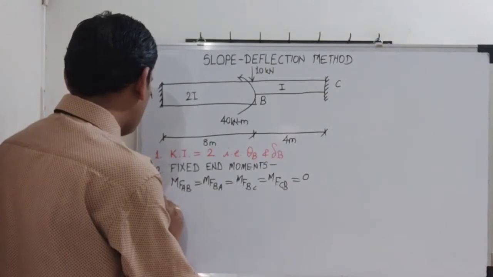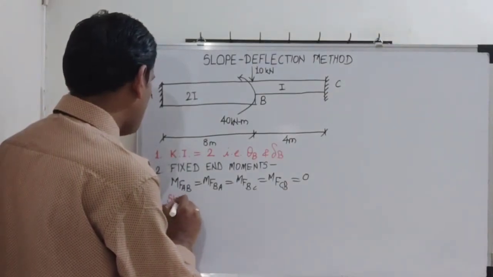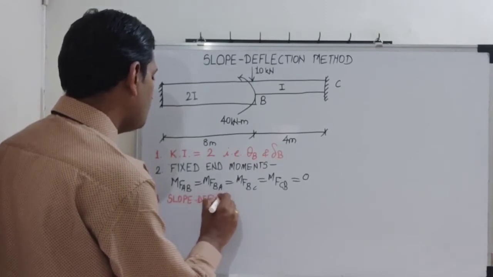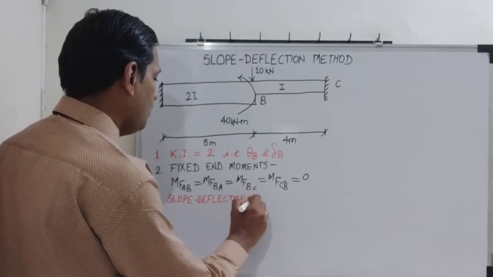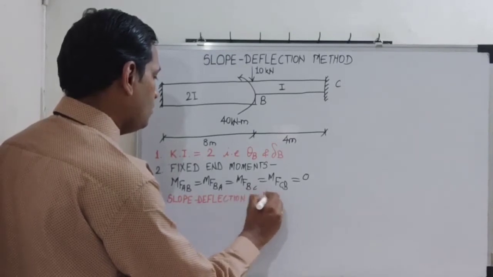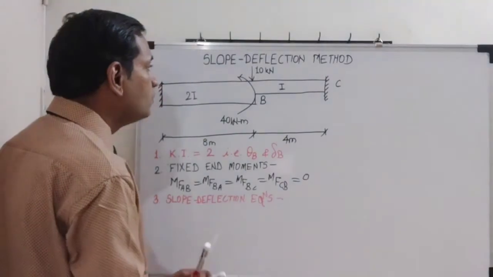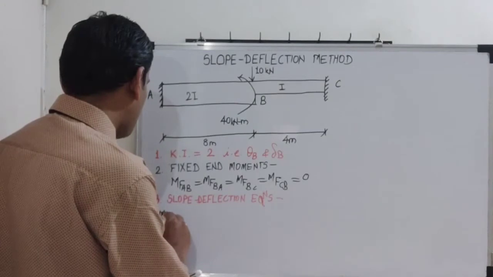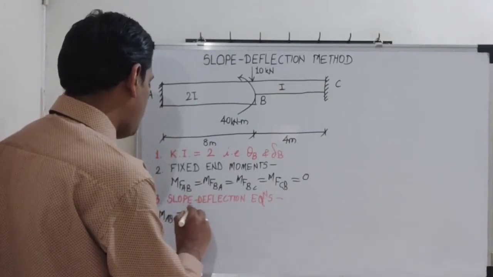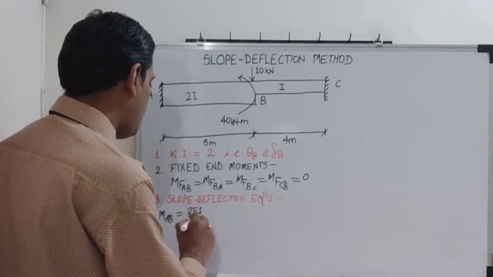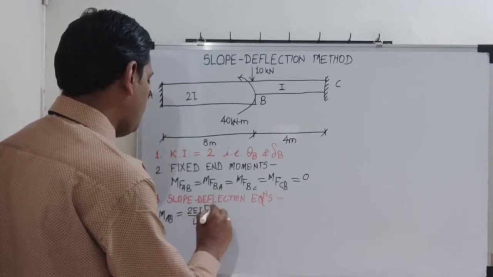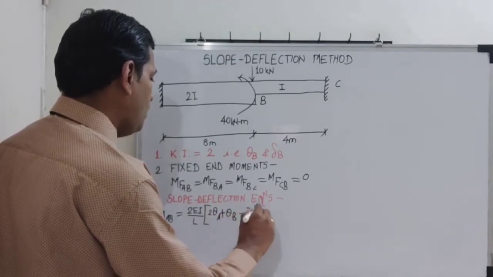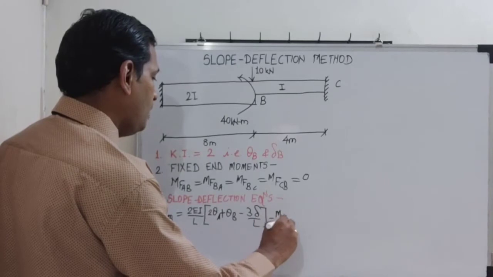The third step will be the slope deflection equations. Now these will be lengthy. We shall see why these are lengthy equations. Slope deflection equations. So MAB, what will be MAB? Let us first of all write our equation: 2EI by L into bracket 2 theta A plus theta B minus 3 delta by L, minus MFAB.